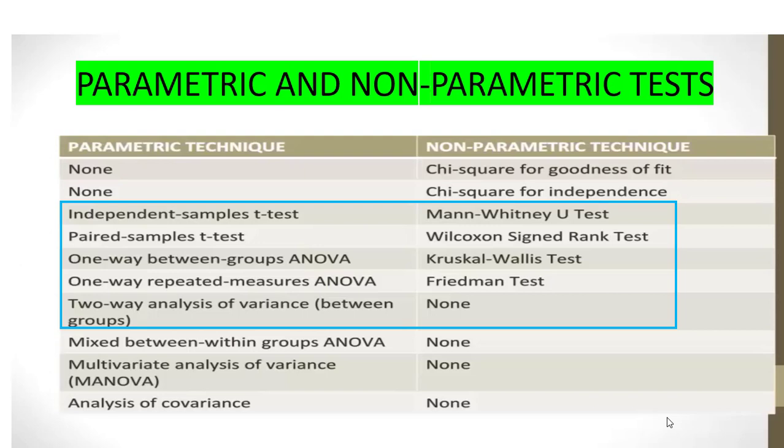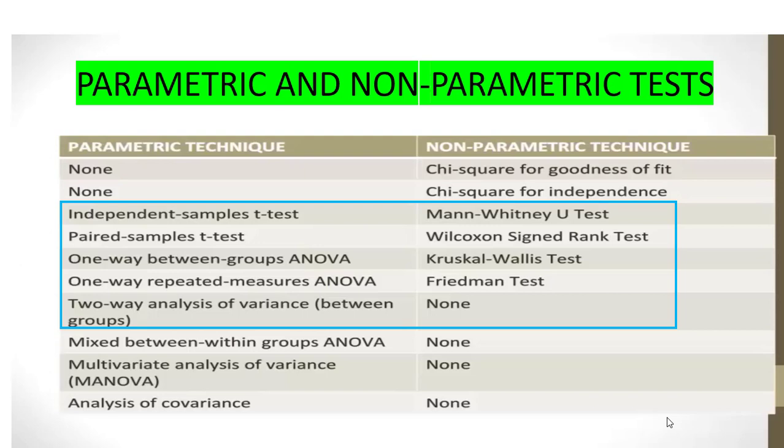Now for the two-way analysis of variance, we don't have an equivalent non-parametric test. Now we have concentrated on the parametric tests. If you're interested, we can have another session or another course where we study non-parametric techniques. But as I said, usually in language research, you're going to find parametric tests all the time.